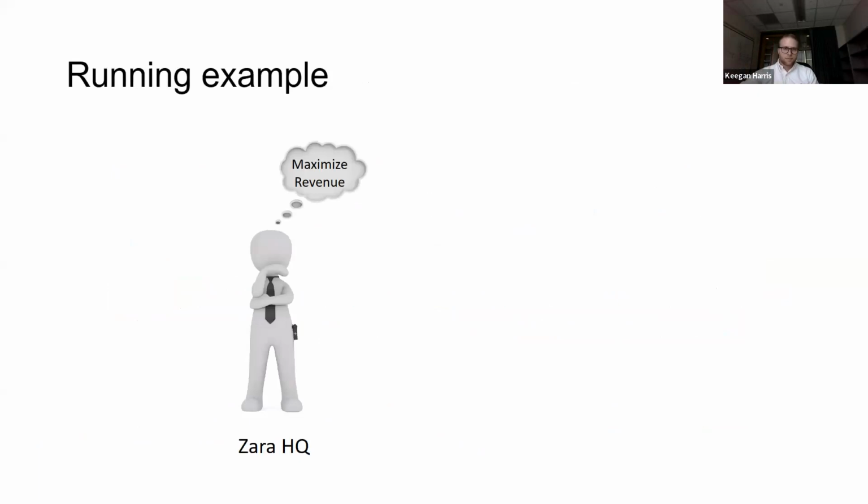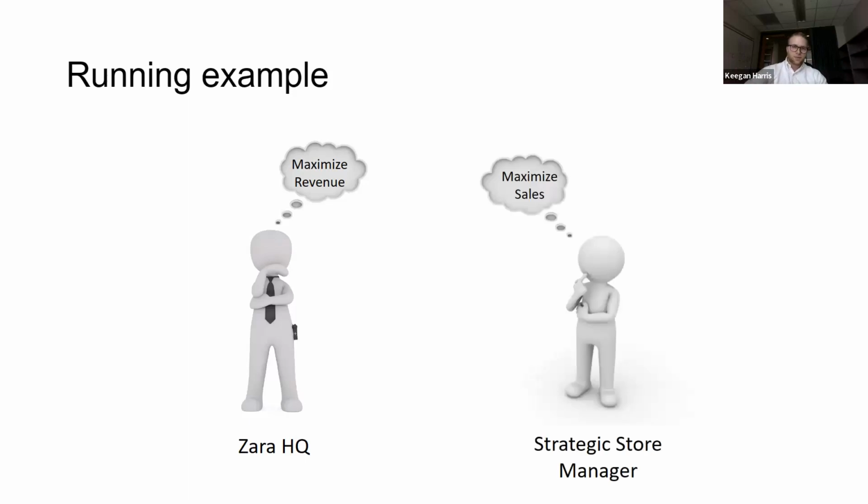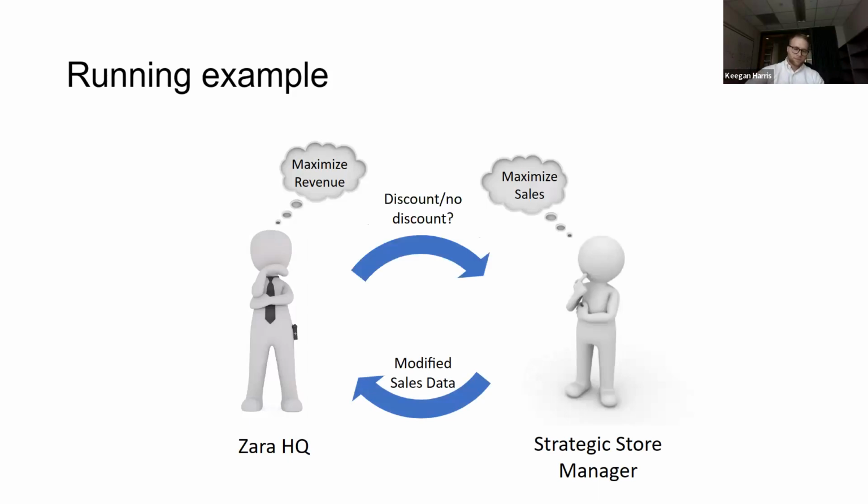So you can think of this as a problem between a principal, Zara headquarters, whose goal is to maximize revenue across, say, all of their stores, and a strategic store manager who only wants to maximize sales of their particular store. And the store manager gives possibly modified sales data to Zara HQ. And then based on this data, Zara headquarters decides whether or not to assign a discount to a particular item at that store, with the goal of maximizing revenue.